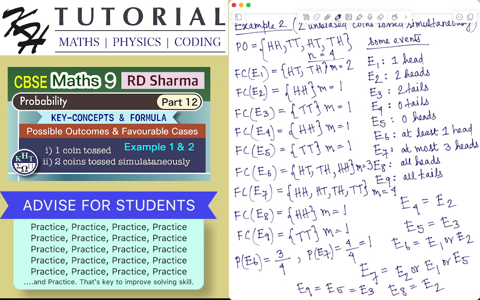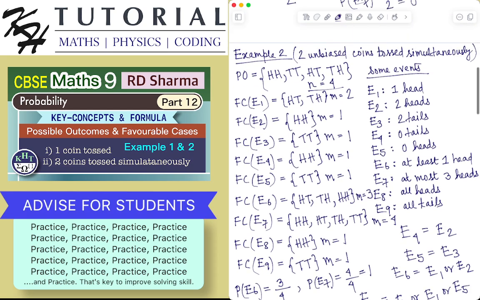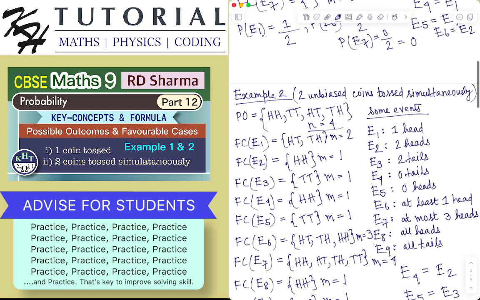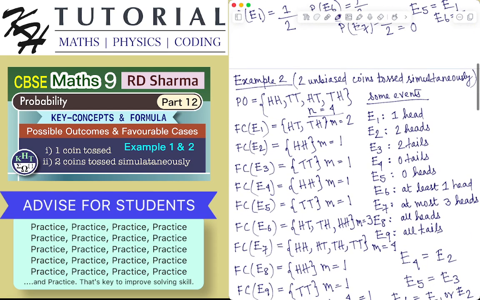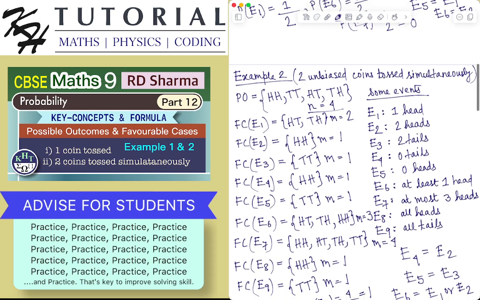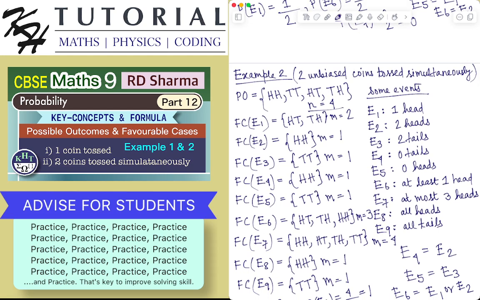Okay. Yeah, I think I have covered all of it. There can be more events defined, but I have defined some of the most standard events that are asked about their probability in the random experiment of tossing 2 unbiased coins. So in this video, I discussed the 2 random experiments, a single coin tossed and 2 unbiased coins tossed simultaneously, what the possible outcomes are, and I have defined some events and discussed the favorable cases of all these events and how to find their probability.